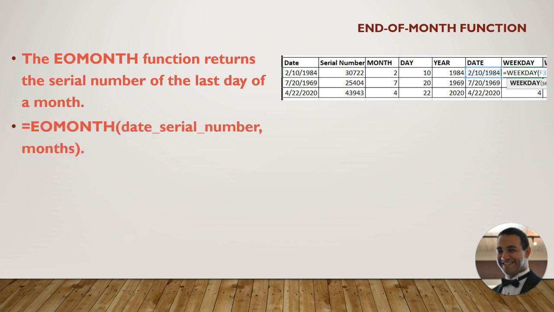The syntax is equals EOMONTH, date serial number, and months. The months input is optional. It allows you to enter a number and the function will return the end of the month that many months after the date you input.